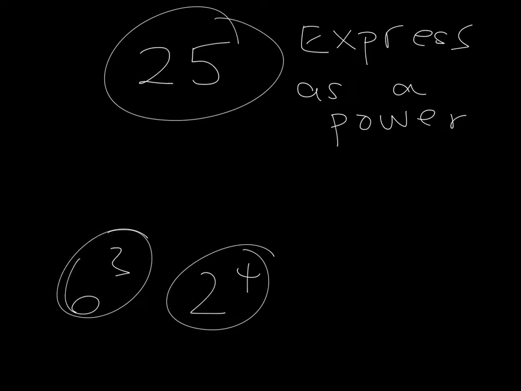Okay, so let's express the number 25 as a power. We have to figure out what the base and the exponent are, so that when you multiply it out, it's going to give us 25. Because we are hopefully familiar with our multiplication, this is really going to help when you're doing powers and working backwards. So the answer to this would be 5 to the power of 2, because if you write it out, it would be 5 times 5, and 5 times 5 is 25.